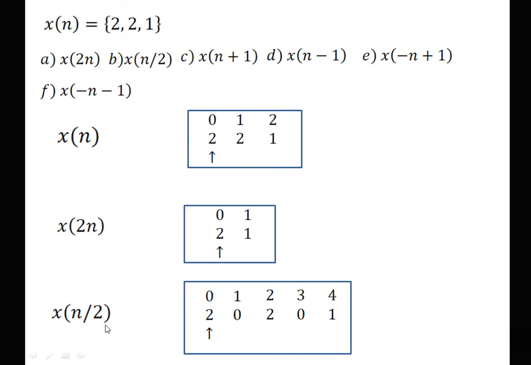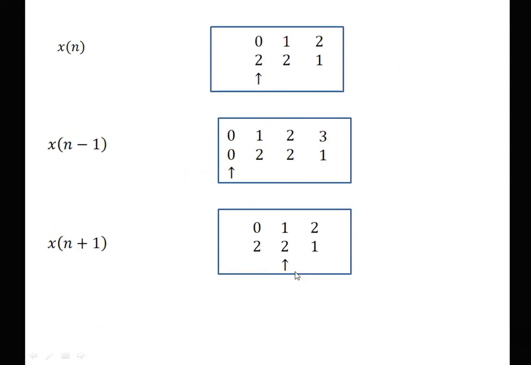X of n by 2 means we are expanding the signal. So at the even locations we are taking the original value, but at the odd locations we are putting no sample, that is 0 value. So 2, then at 1 and 3 it is 0, and at 2 and 4 we are taking the original signal, that is 2 and 1 values. So this is x of n by 2.